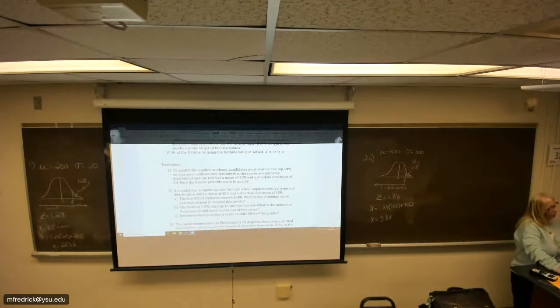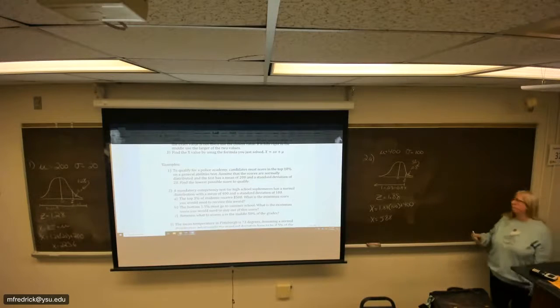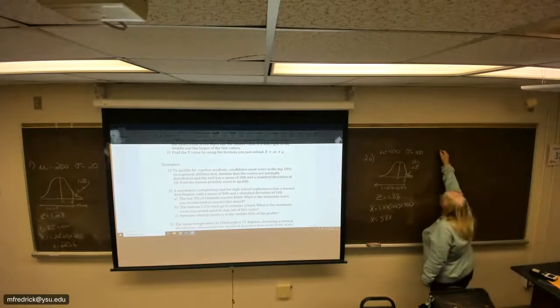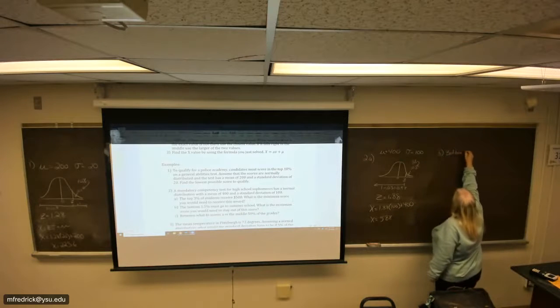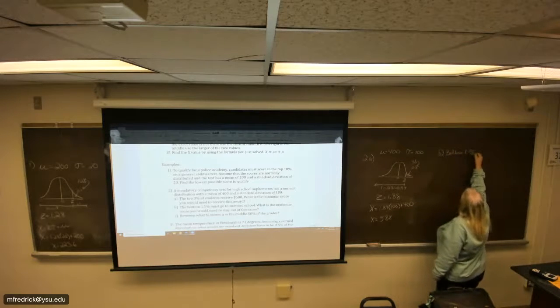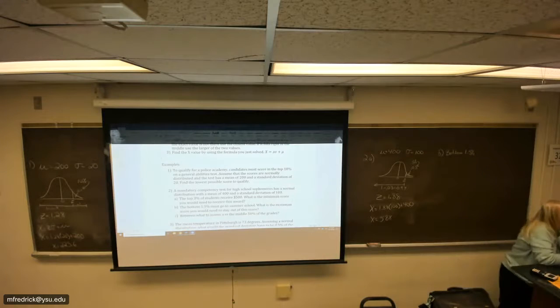The bottom 1.5% must go to a separate school. What's the minimum score you would need to stay out of this school?